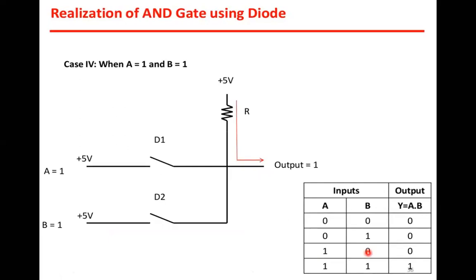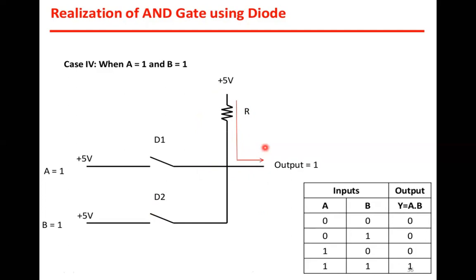And for 1, 1, what will happen at the last stage? When A and B are high, both the diodes are non-conducting. Since the diodes are off, there is no current through the load resistor. If this is reverse bias and this is reverse bias, will there be any current flowing through the load resistance? No. So the entire supplied voltage will be dropped across this point and the ground. The output is equal to the supply voltage VCC, which is 5 volts.